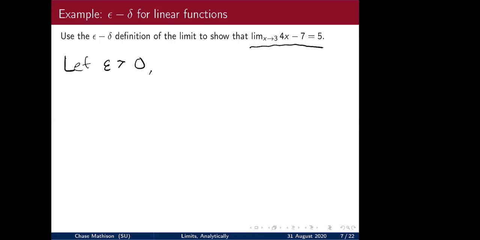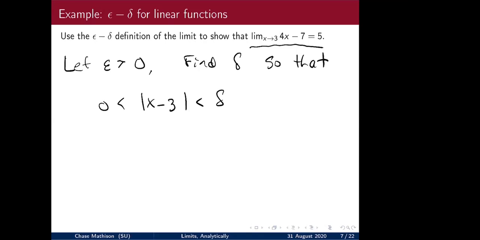Okay, so we have epsilon is greater than 0. All right, so then we want to show, again, that we can find delta so that if 0 is less than |x minus 3| is less than delta, then the absolute value of f of x, here 4 times x minus 7, so |f of x minus 5|, is less than epsilon.